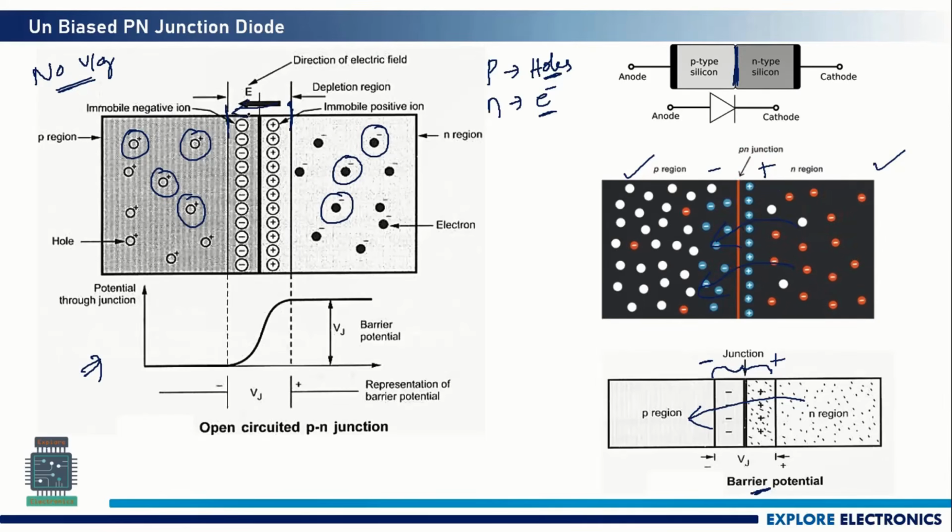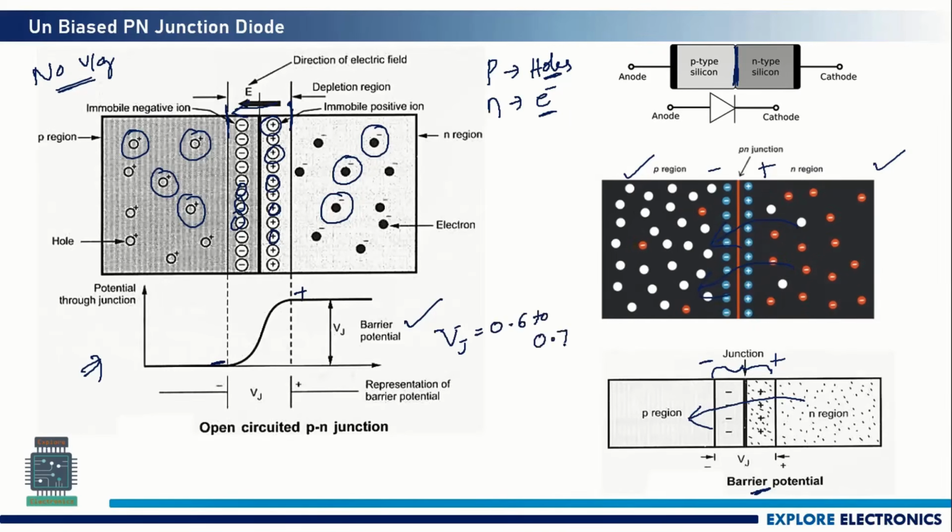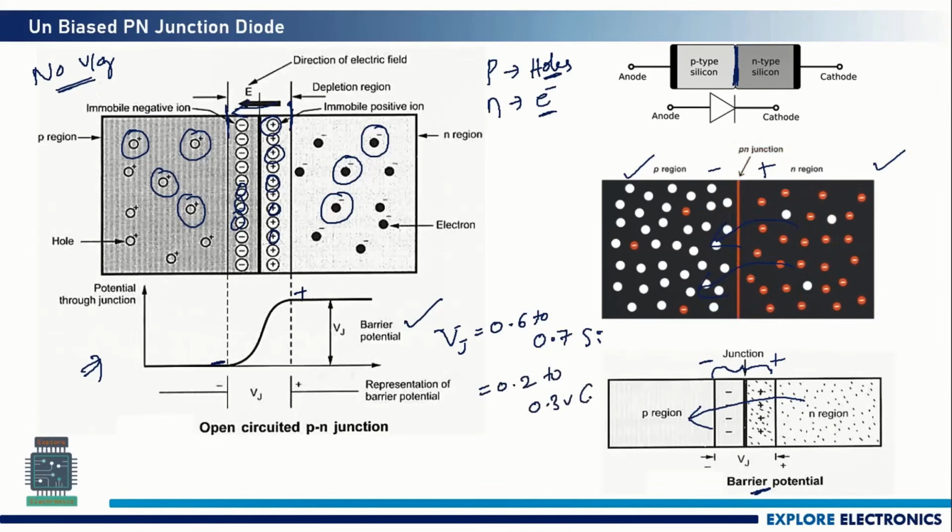This is the direction of electric field, and these are immobile ions once they are recombined and settled over here. And this constitutes a voltage, negative over here and positive over here. This will be called the barrier potential, that is Vj. This Vj is 0.6 to 0.7 volts in silicon diodes, and it is 0.2 to 0.3 volts in germanium diodes.